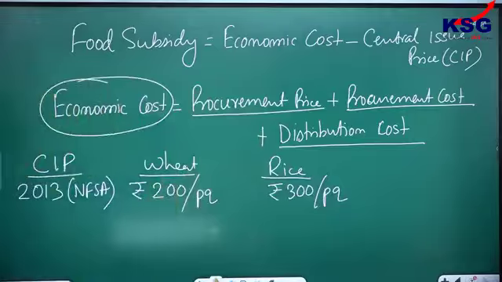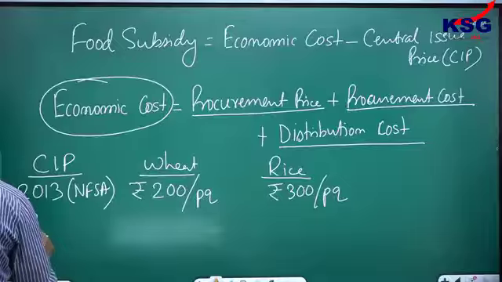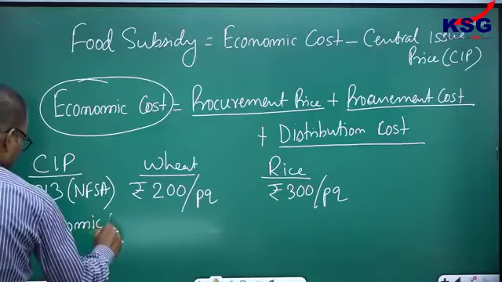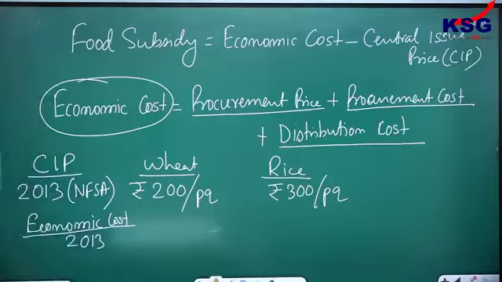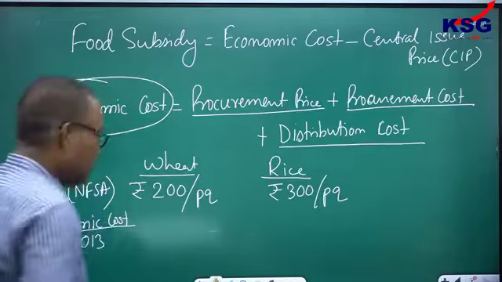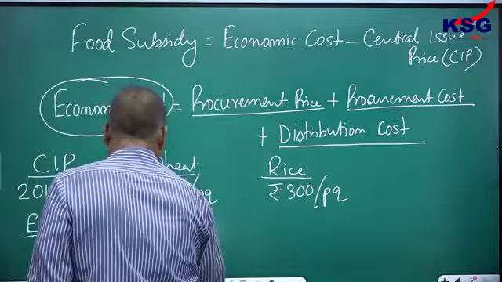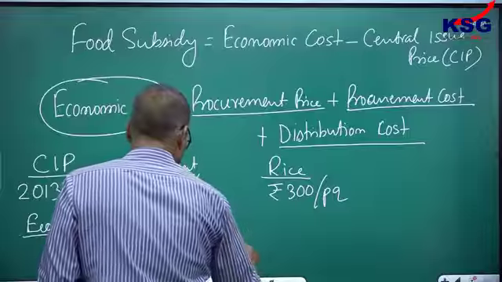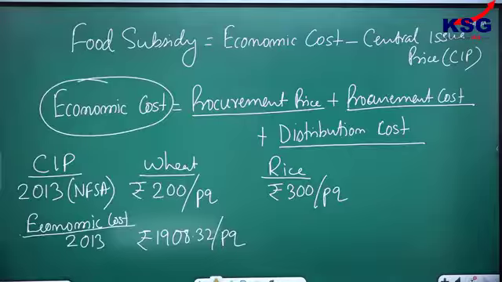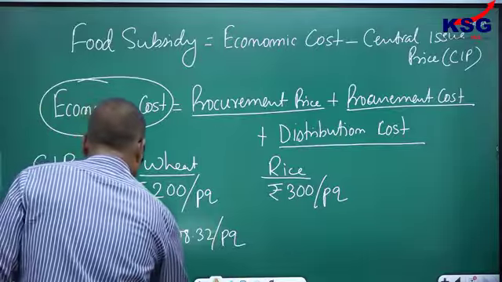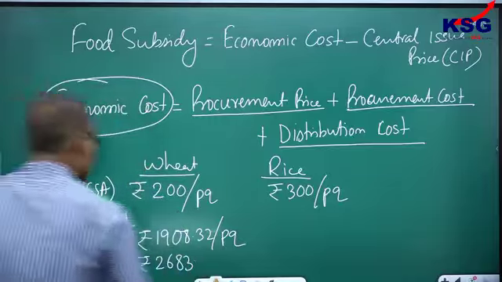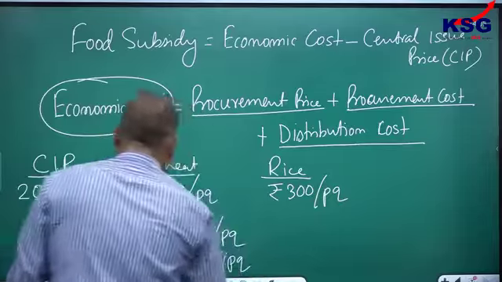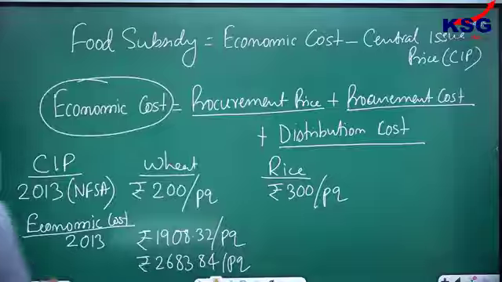Q stands for quintal, P per. And when you talk about economic cost in 2013, the economic cost was 1908.32 rupees per quintal, which increased to 2683.84 rupees per quintal. That is the 2020-21 figure.